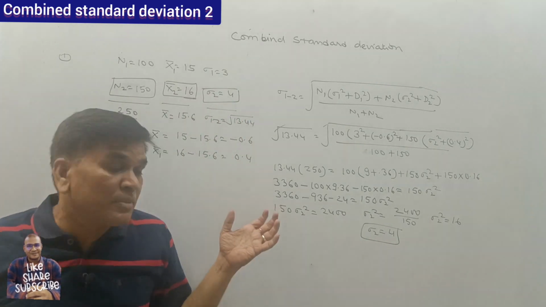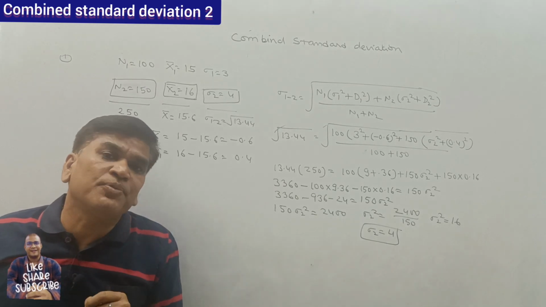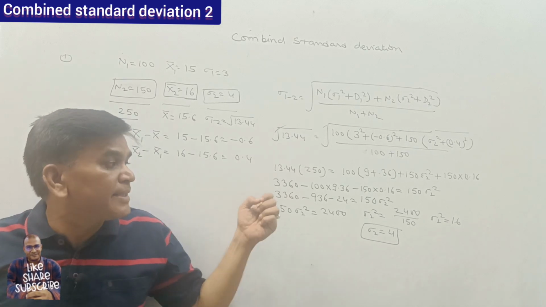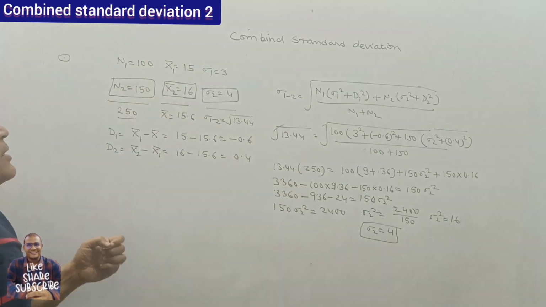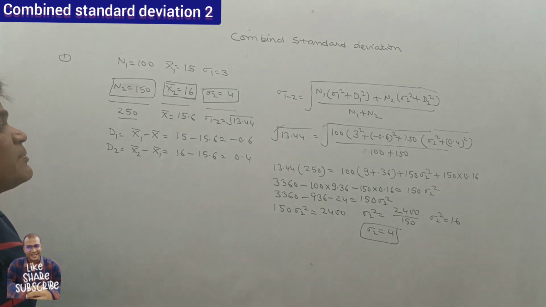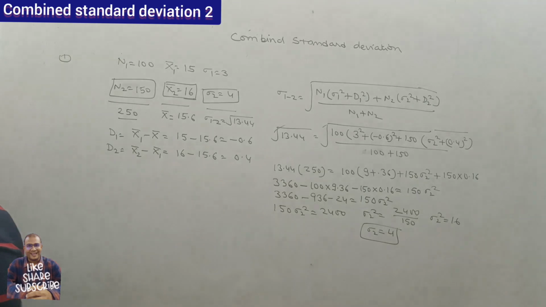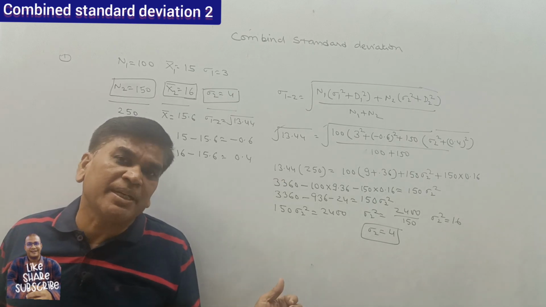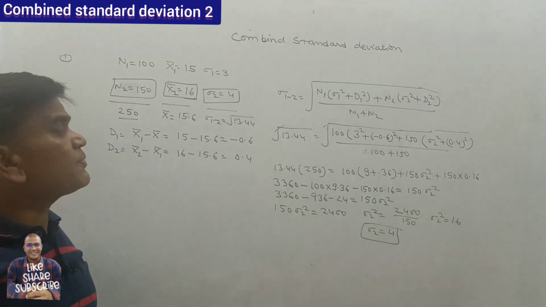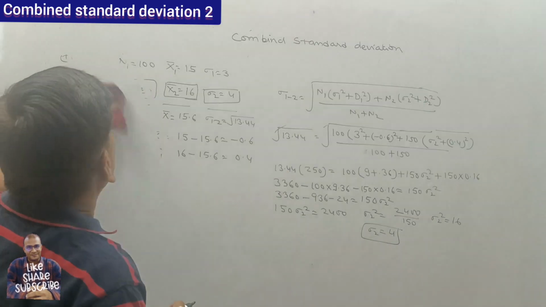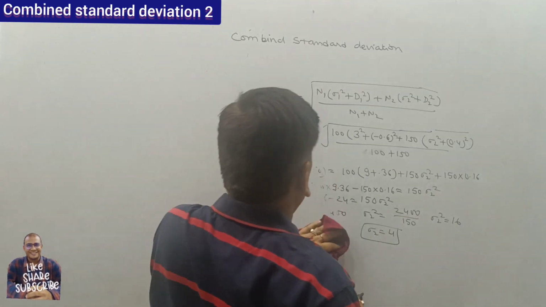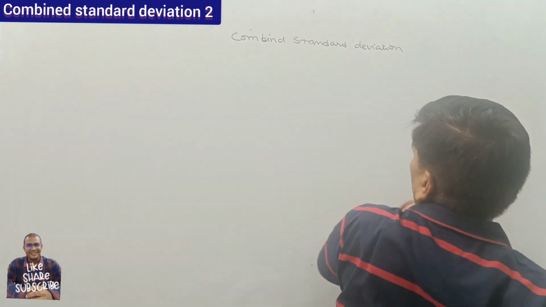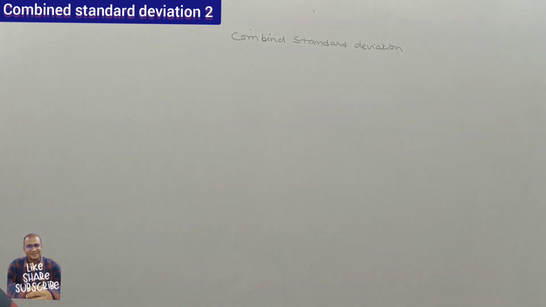If the question is different, step by step, if you follow the formula, you will easily get the result. Like in this question, N2 is not given, X bar 2 is not given, standard deviation 2 is not given, but we calculated them with the help of the given values. We have calculated the missing values. So in this form also there may be a question from the combined standard deviation. That's why I have taken this question, so that you may have perfection in calculating combined standard deviation.